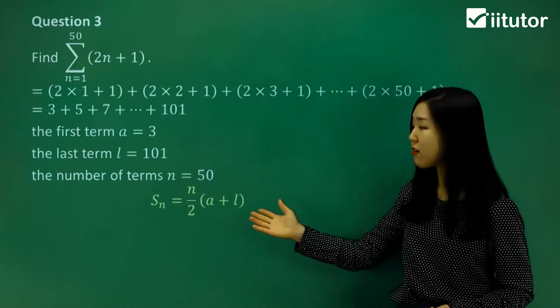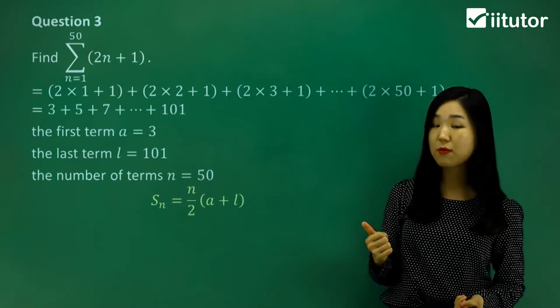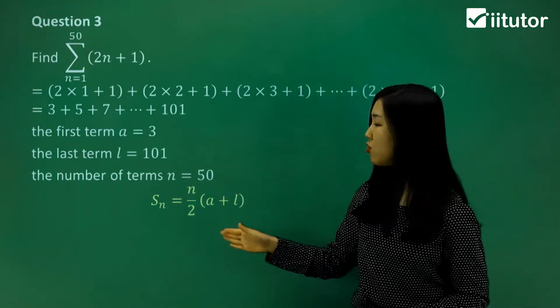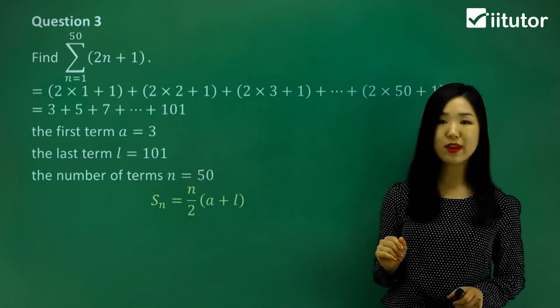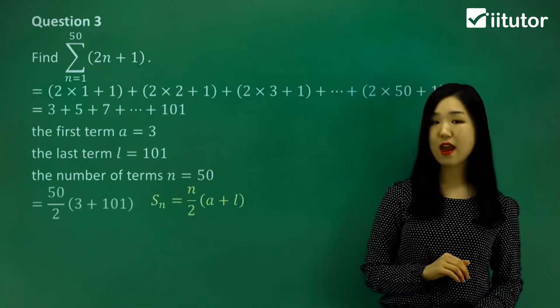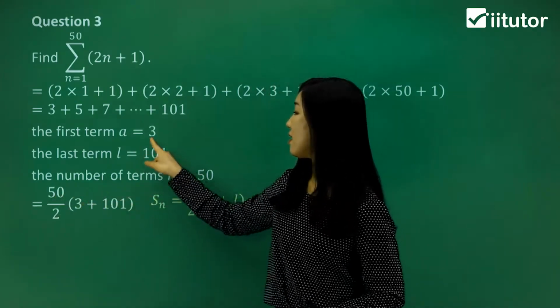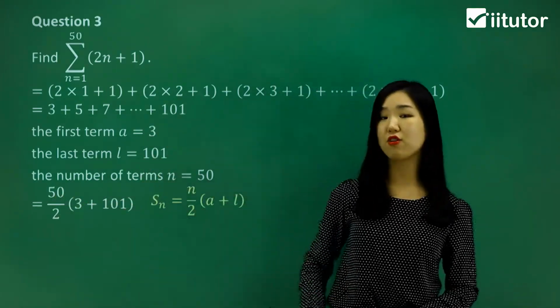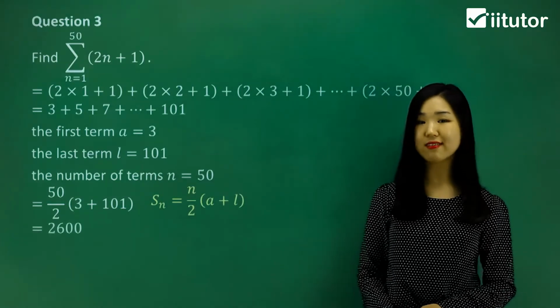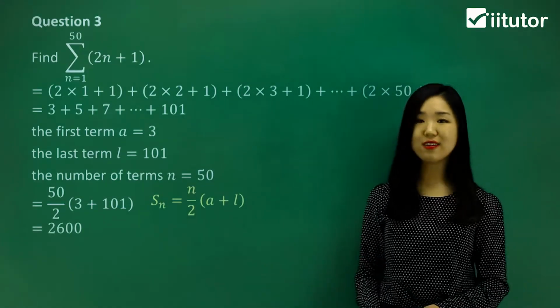We're going to be using a formula where we use the first term and the last term. Remember, n over 2, a plus l? That's what we're going to be using. And we'll just put everything in, and we'll get a value like this. See how n is 50, a is 3, the last term is 101. And just calculate it, guys. You should get 2,600, as simple as that.